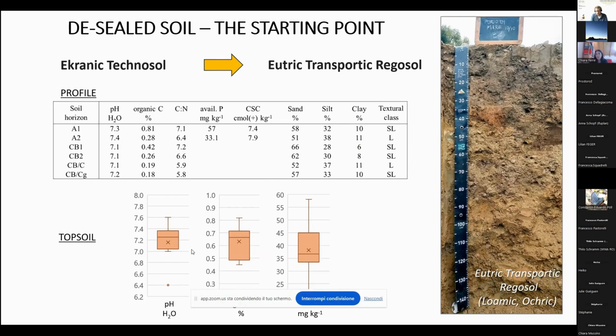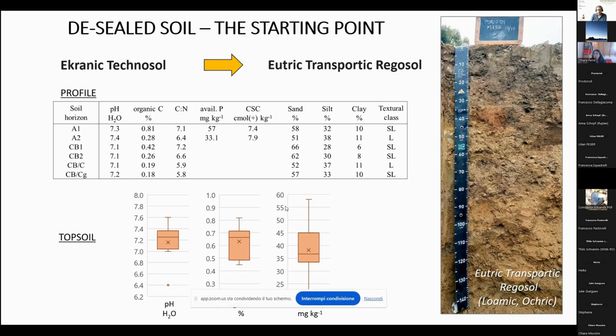It is a regosol. Before it was a technosol with a seal layer that was cement. And now it is a regosol. It's a poorly developed soil with high evidence of mixing and low organic carbon content. You can see here a neutral pH, a good content of available phosphorus, and a sandy loam texture that is not difficult to work. And so we studied also spatial variability.